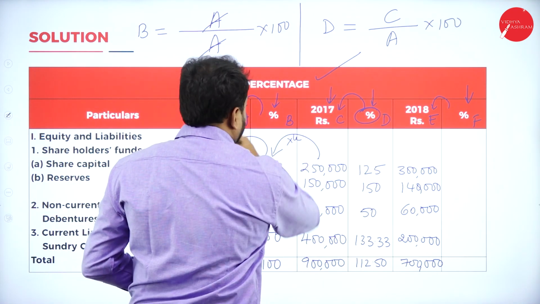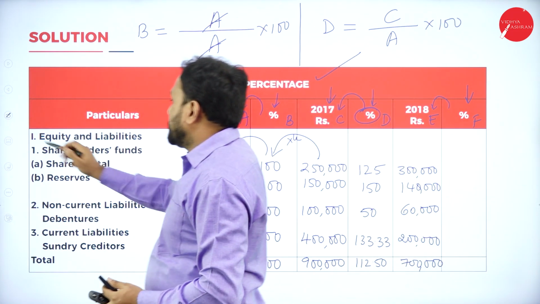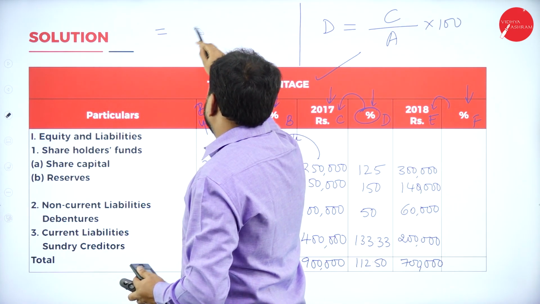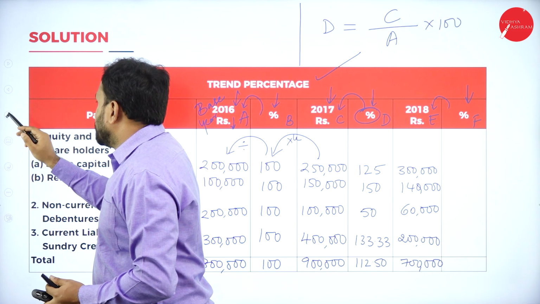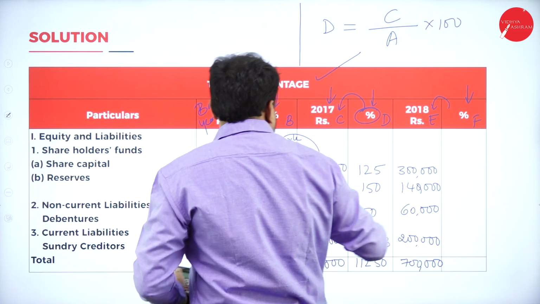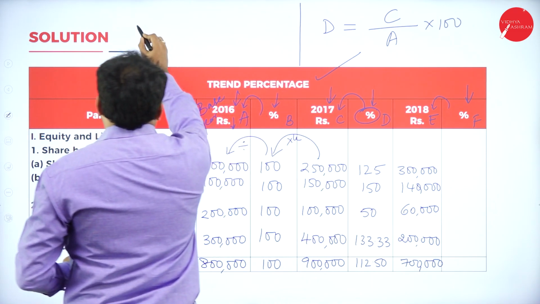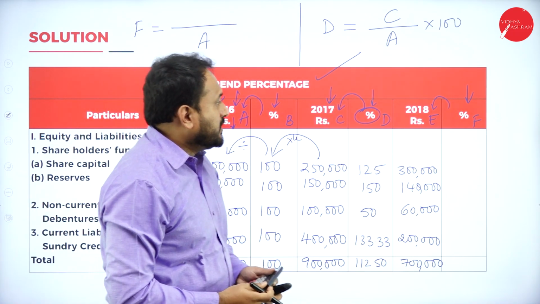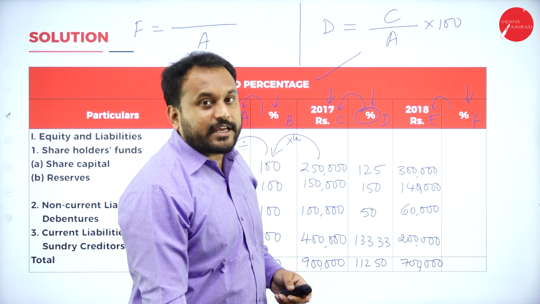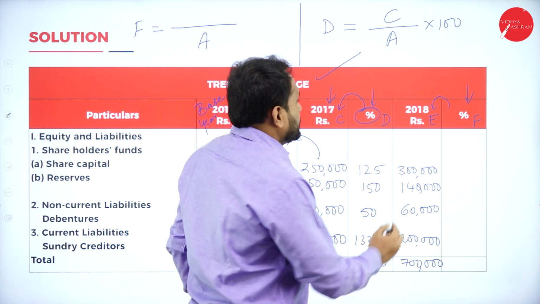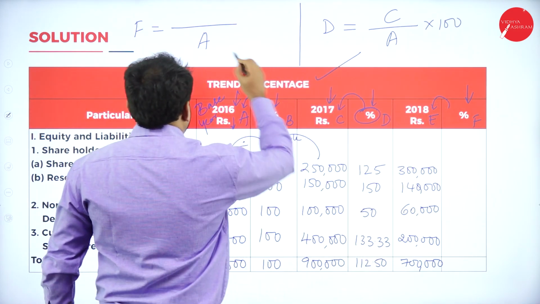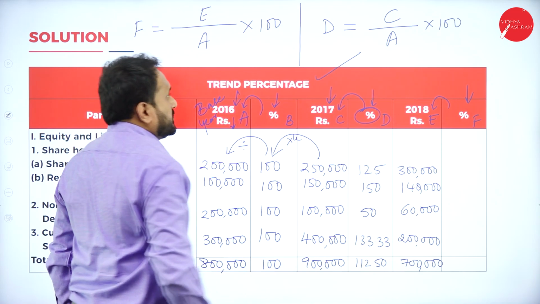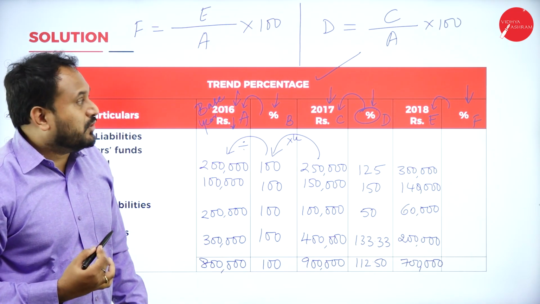Now, let me erase this for you. Done. So when we go with the next one, what is that? This column F. Now how to go with F? F is equal to, now base is what? A. Which year? 2018 only. The percentage we are calculating is for which year? 2018. So we are supposed to take 2018 change only. So it is E into 100 divided by A. So this is how you will actually remember the formulas here.